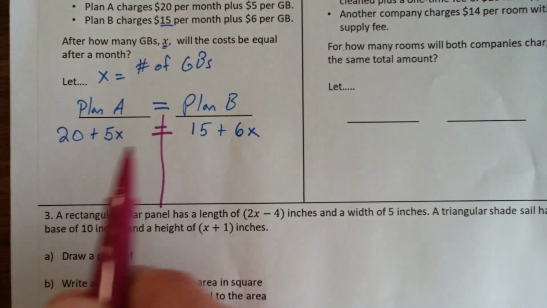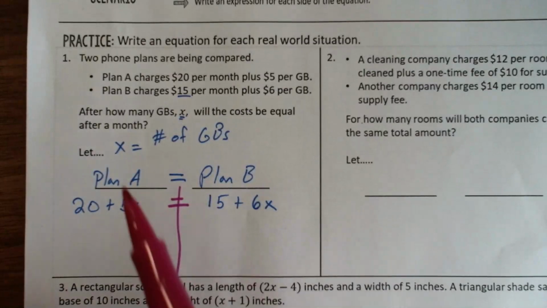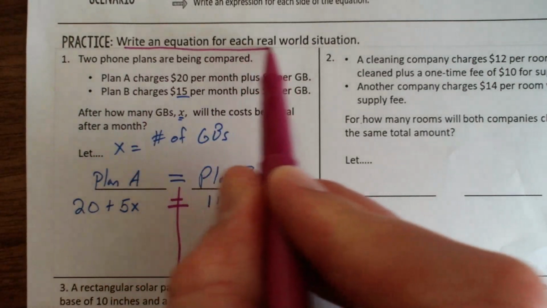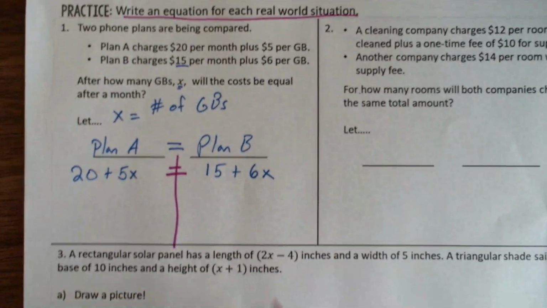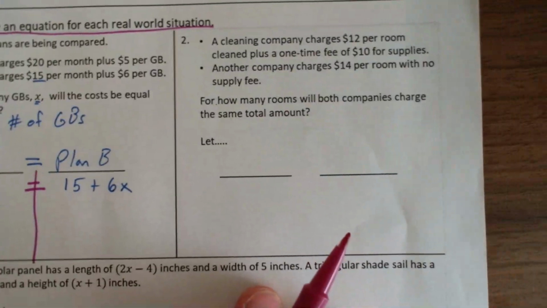Okay, step one, distribute. There's no parentheses, so I don't distribute. Oh, actually, look back to here. The problem was write an equation for each real world situation. So I don't even have to solve it, I just had to write it. So that's good. That's all I had to do.